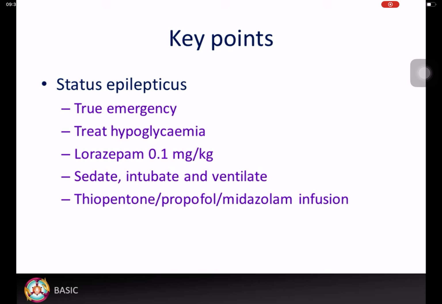Key points related to status epilepticus. It's a true emergency. Check for and treat hypoglycemia. Give lorazepam 0.1 milligrams per kilogram. If that fails, sedate, intubate, and ventilate, and start a thiopentone, propofol, or midazolam infusion.